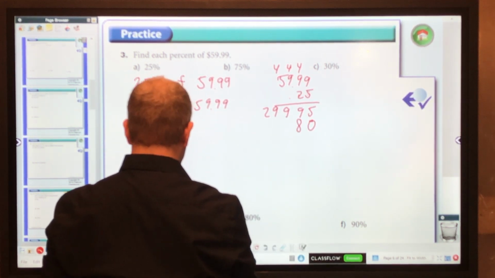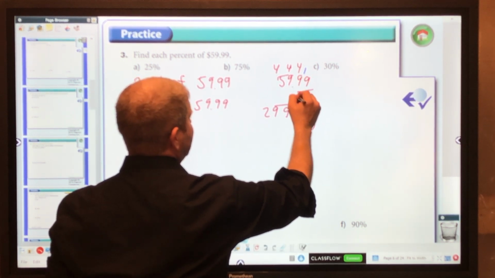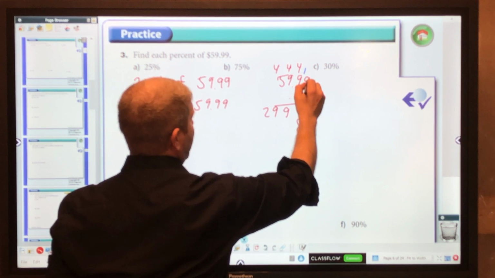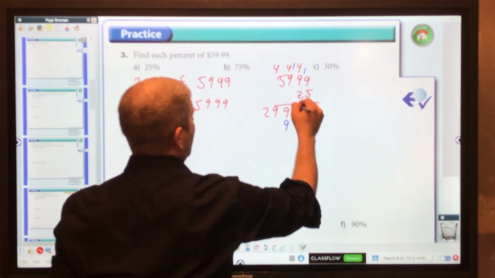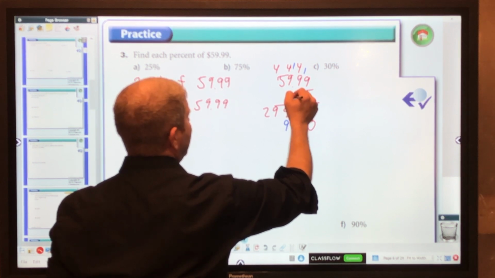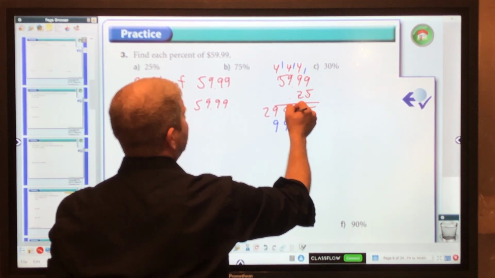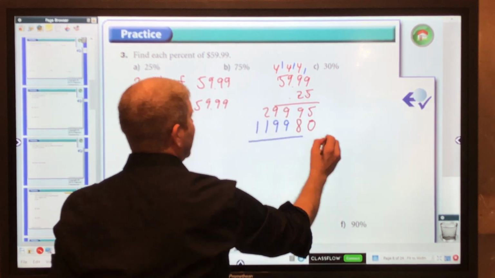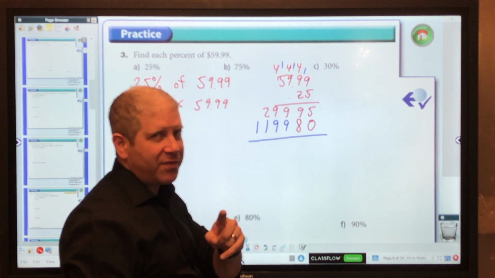Let me change the color so I can keep track. 2 times 9 is 18 plus my 1, so that makes it 19, carry the 1. 2 times 9 is 18, plus the 1 is 19, carry the 1. 2 times 5 is 10, plus 1, that gives me 11. Yeah, it's complicated. You can do it. Do it twice if you didn't get it the first time.